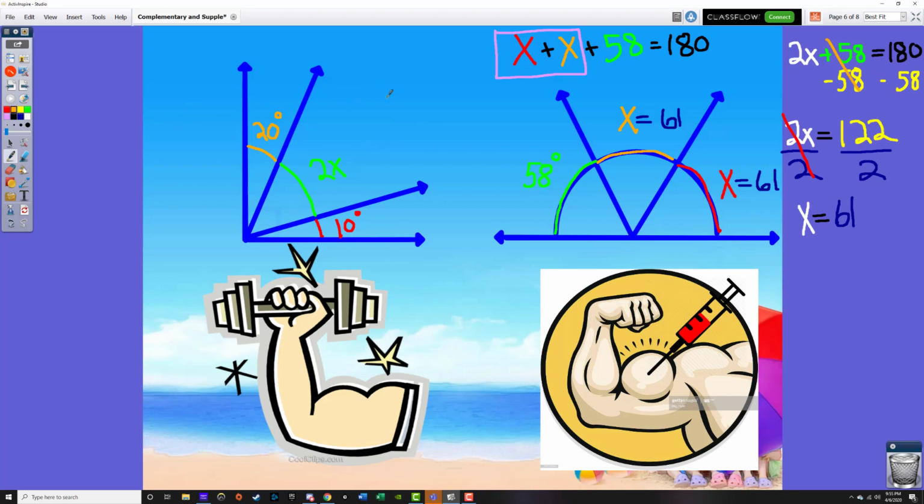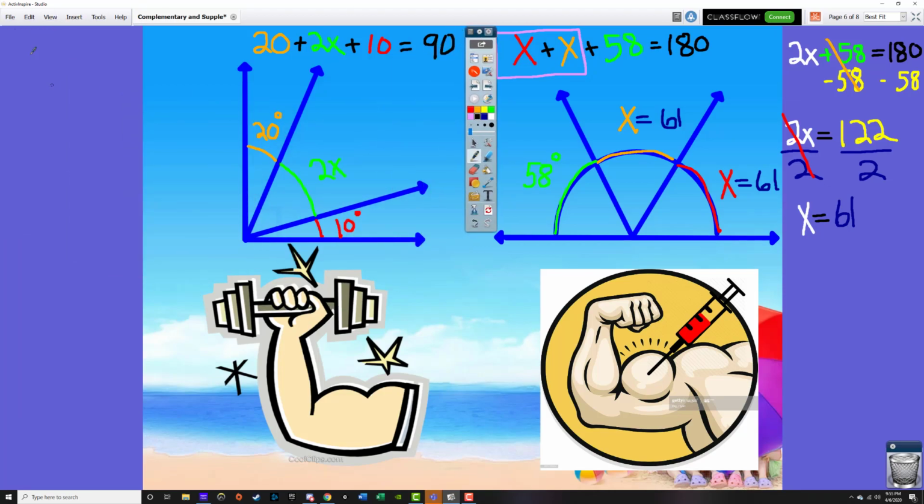Okay, so let's go ahead and write it up here. So we know when we add the orange angle right here, the 20, when we add that to 2x, and we add our third angle here of 10 degrees, we know that all three of these angles, when we add them together, these are all complementary. They're going to equal the measure of a right angle, and a right angle is equal to 90 degrees.